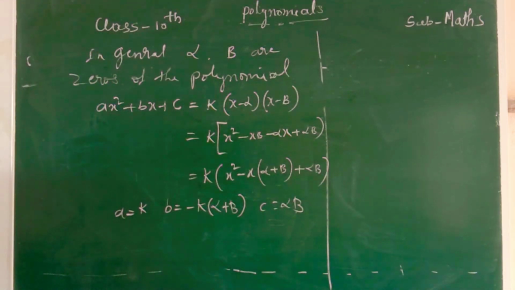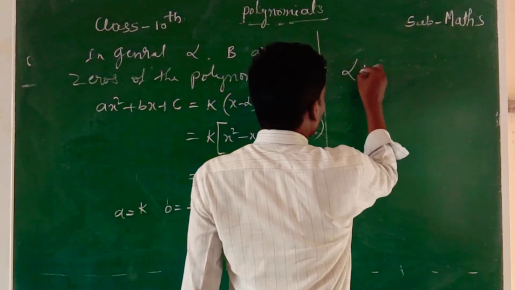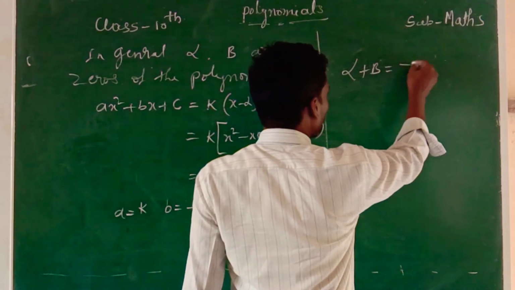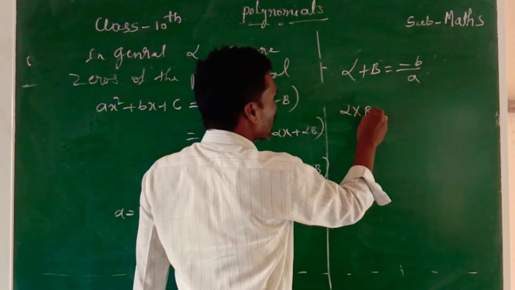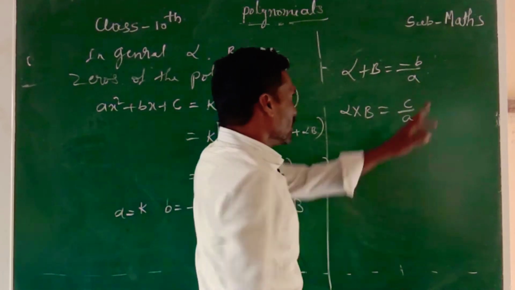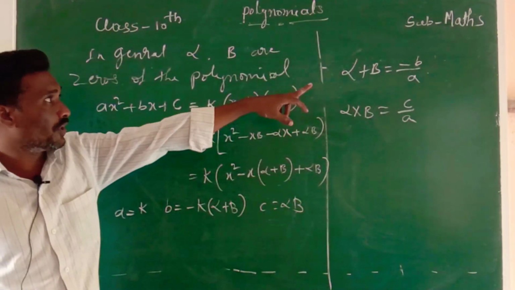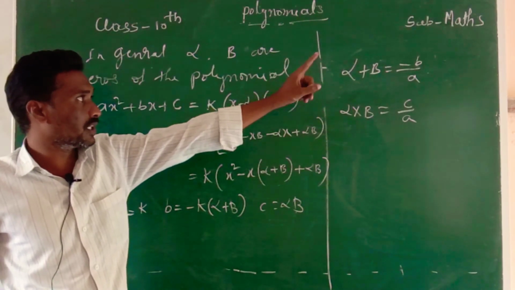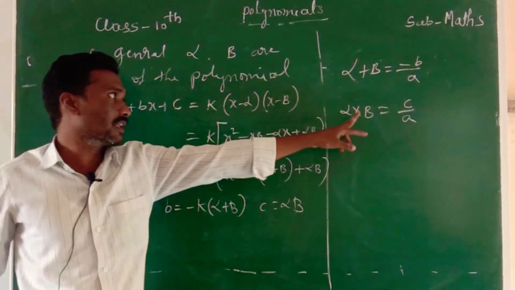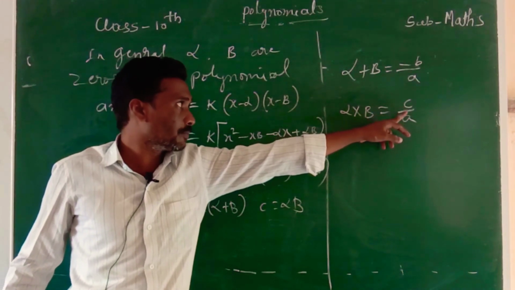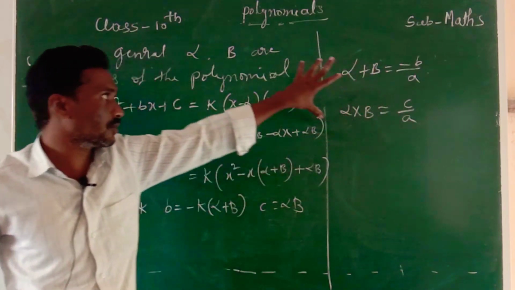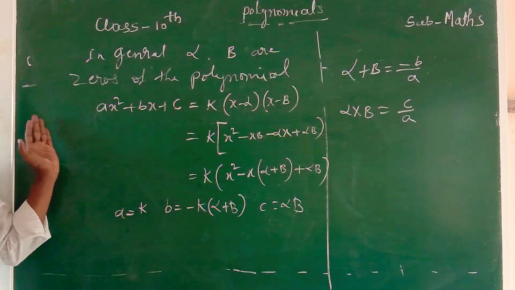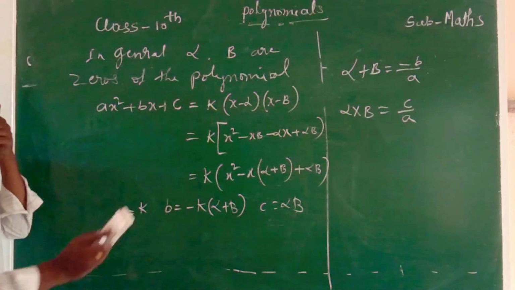So alpha plus beta is equal to minus b by a, and alpha into beta is equal to c by a. Minus b by a is minus of coefficient of x divided by coefficient of x square. The product means the constant value divided by coefficient of x square. So we can see this relationship between the zeros and the coefficients.